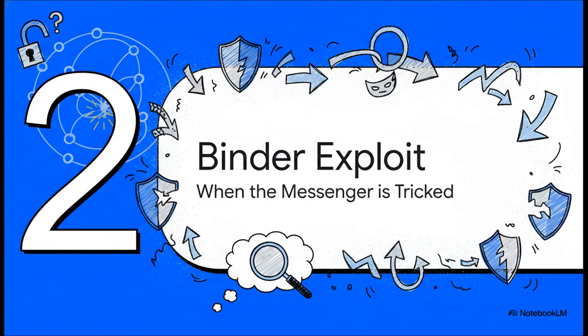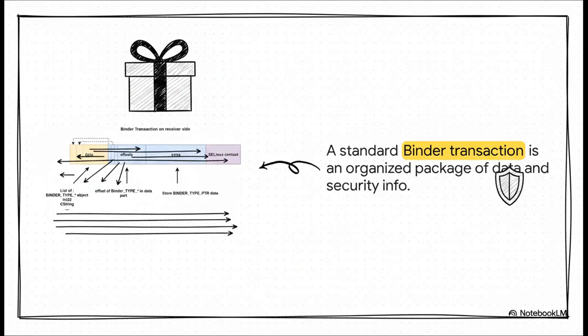Now, this system is obviously designed to be secure and efficient, but what happens when something goes wrong? What happens when this trusted messenger gets tricked? Let's take a look at a real-world example. Okay, so what you're seeing here is what a normal, healthy binder transaction is supposed to look like. It's a really well-structured package. You've got the data itself, you've got a set of offsets, which are kind of like bookmarks telling the system where everything is, and you have security information that verifies who sent the message. It's all very clean and orderly.